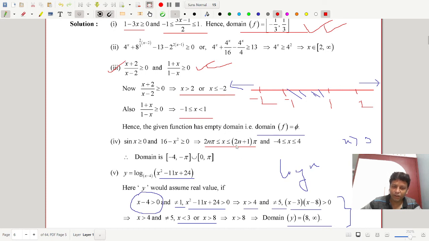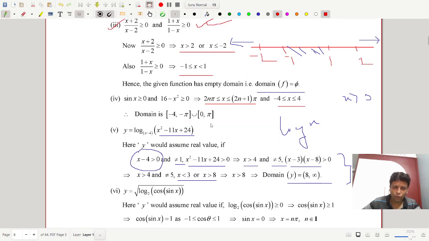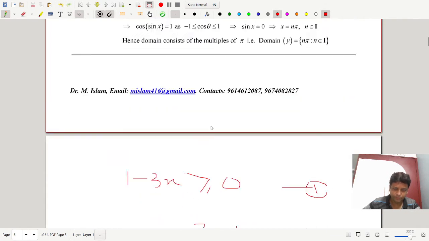In this interval of x, am I clear with this? Okay. And x square, 16 minus x square greater than or equal to 0, again you have minus 4 to 4. So what is the common between these two? Let's find out.